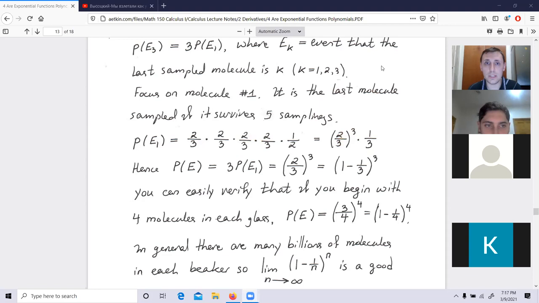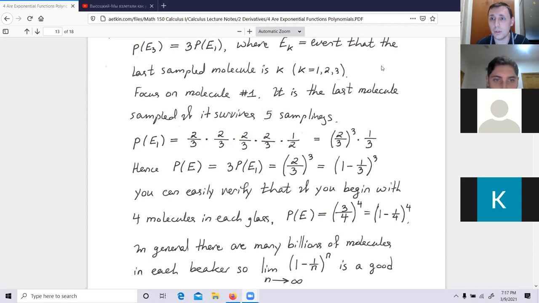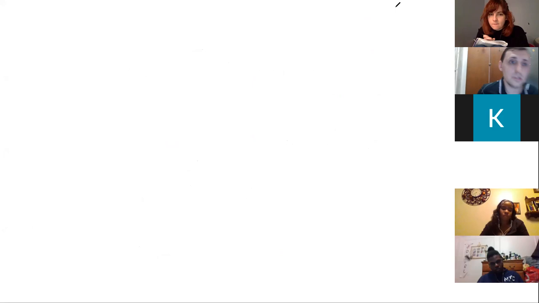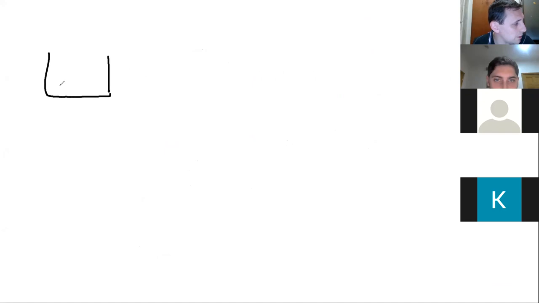Next round, let's see about next round. Let's do it for four molecules, guys, right? We obviously have many molecules. So we're building up to the general case where you have lots and lots of molecules. Yes? So let's see. Here is one beaker. Let's consider it having four molecules, right? So this is molecule one. And here we have four molecules.